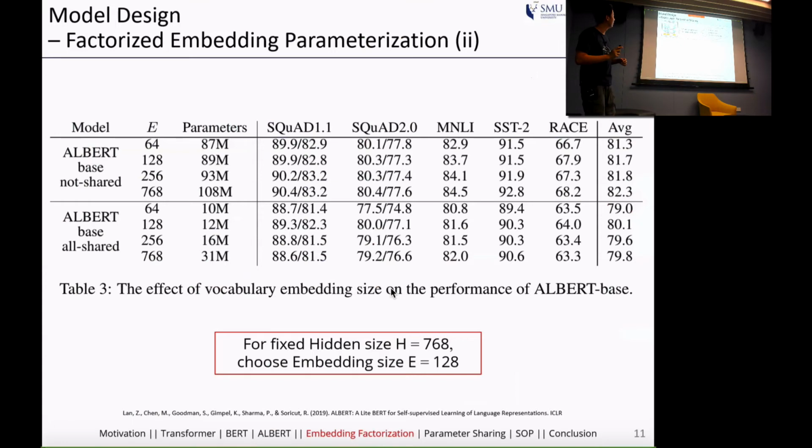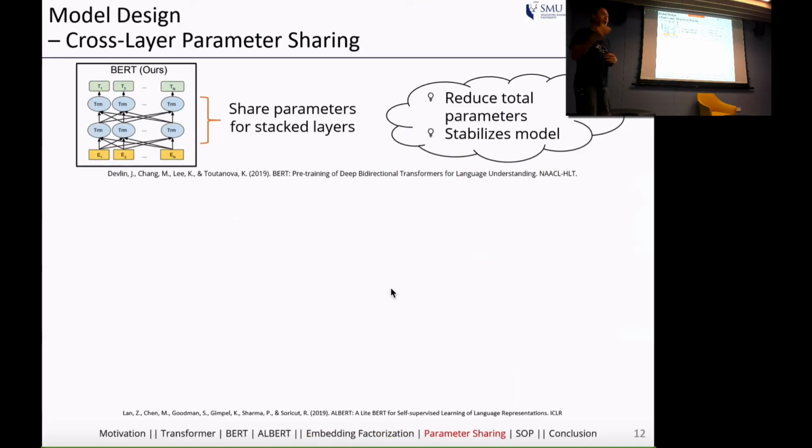Okay, then we go on to the question of what is this not-shared and shared, which is the next part. ALBERT also does cross-layer parameter sharing. For BERT, they have different parameters for each of the transformer stacks. ALBERT says that we actually don't need to separate out these parameters. We can share the parameters for all these stack layers, and it will reduce the total number of parameters. And as a bonus, it also helps to stabilize the training because you're only updating one set of parameters.